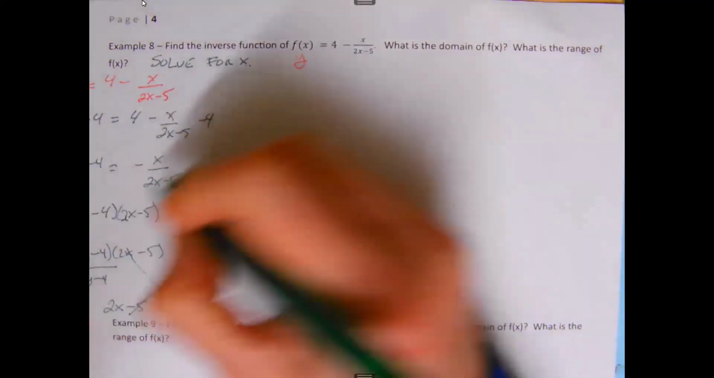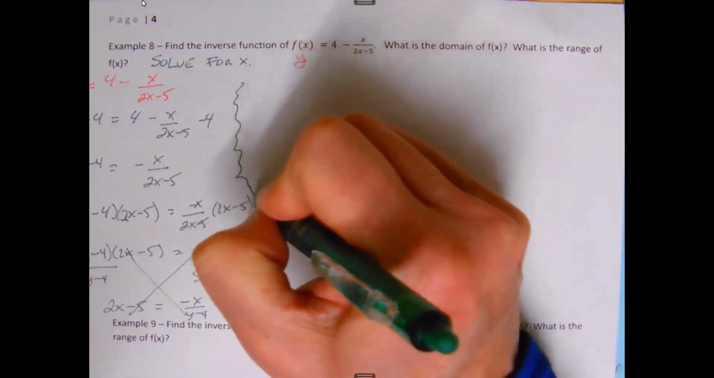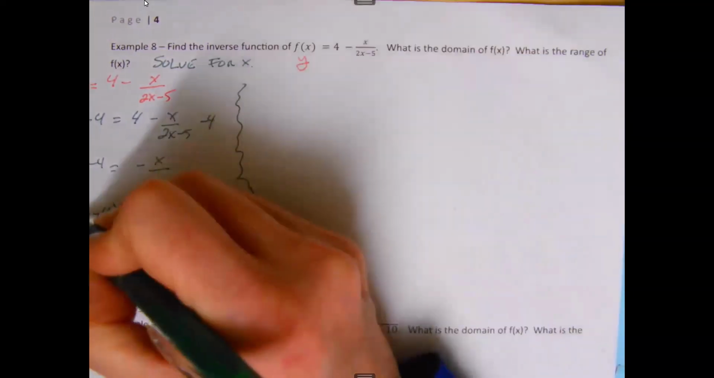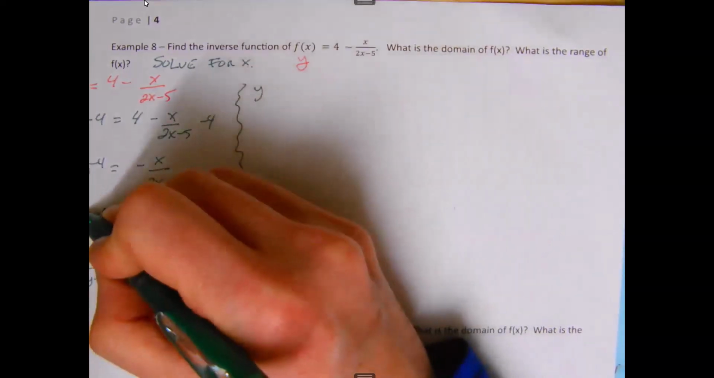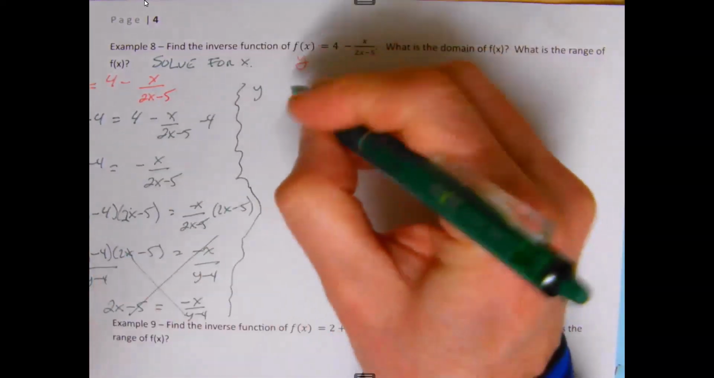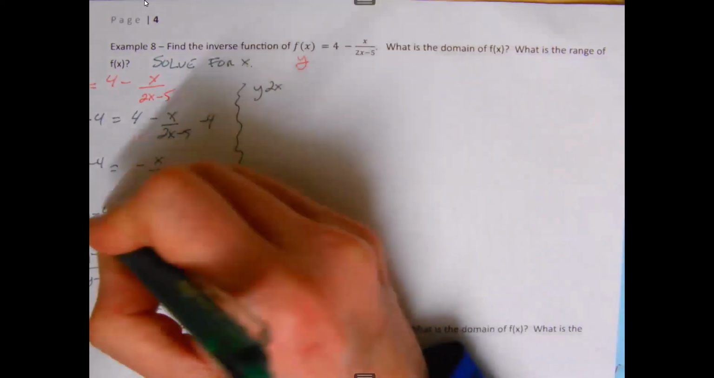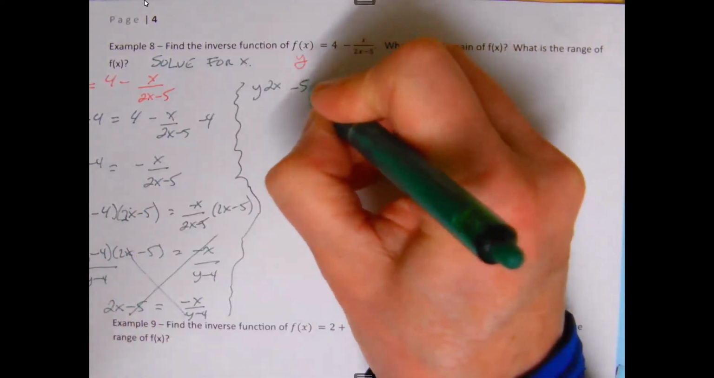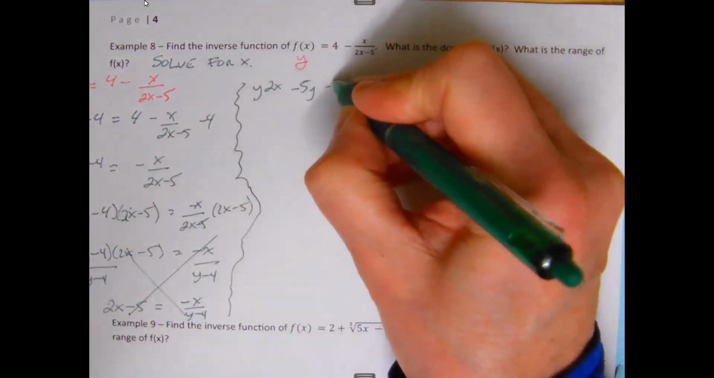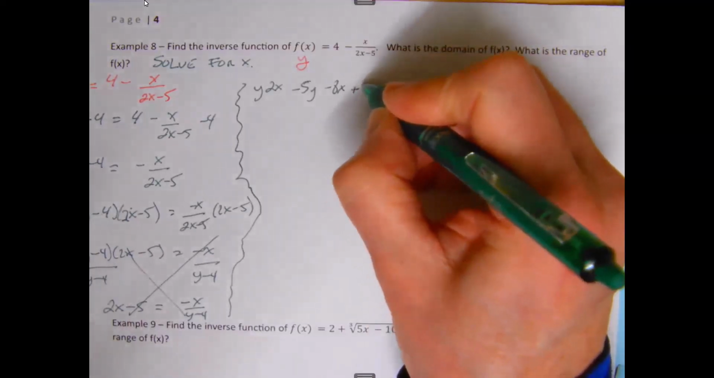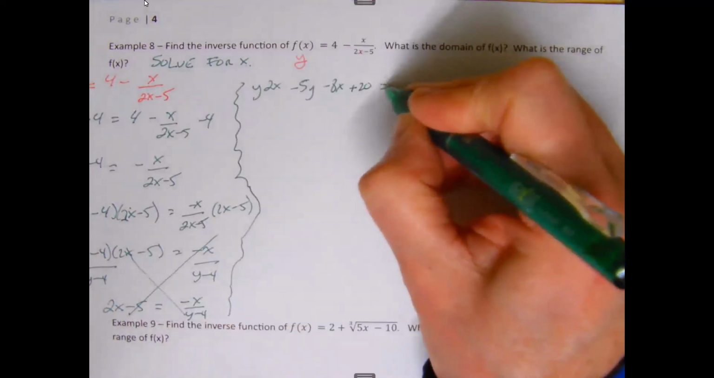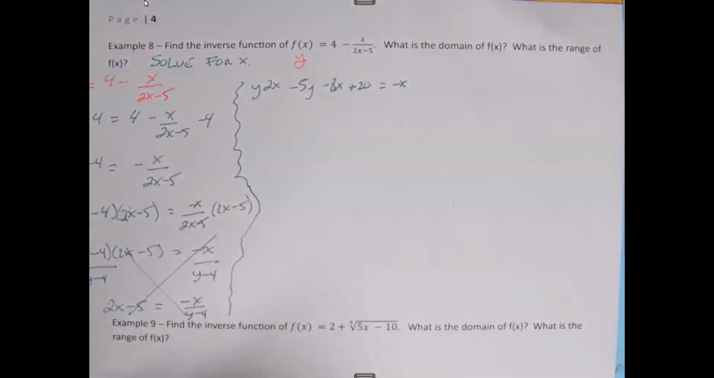So here I am. I need to distribute all this. Distribute. So y times 2x, y times negative 5, negative 4 times 2x, and negative 4 times negative 5 is positive 20, and that's all equal to negative x on this side.